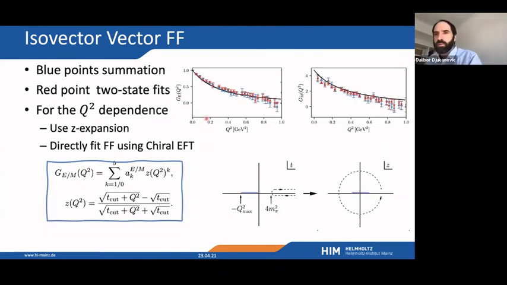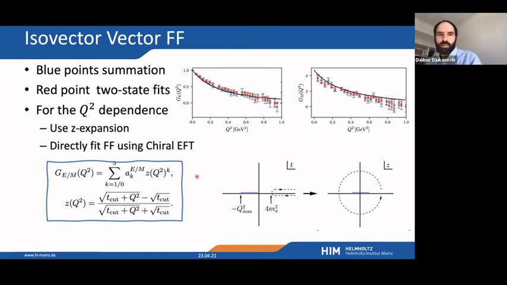Now, as opposed to the charges, for the form factors you really need to also map out the Q squared dependence. There are different ways to do this, and one of the ways that is done most commonly is the Z expansion. But in this work I just showed you, we used a different route where we directly fit the form factor using chiral effective field theory. Nevertheless, I will tell you what the Z expansion fits do. It's basically just a fit of this functional form of GE and GM for every ensemble.